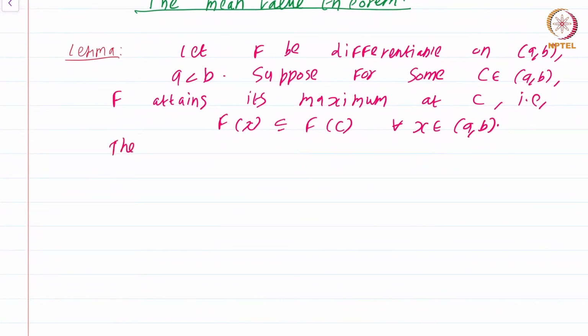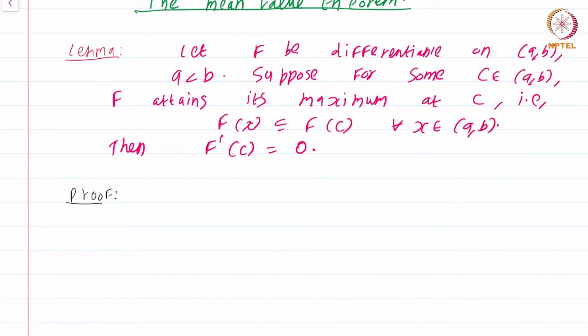Then f prime at c is 0. The derivative of a function at a point where it attains its maximum in the open interval (a, b) is always going to be 0. And the proof of this is directly from the very definition of the Newton quotient.